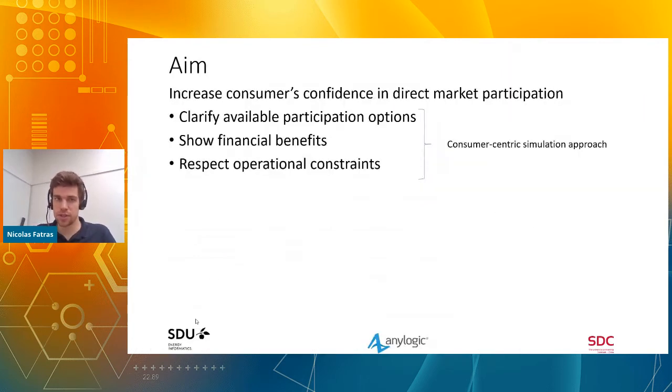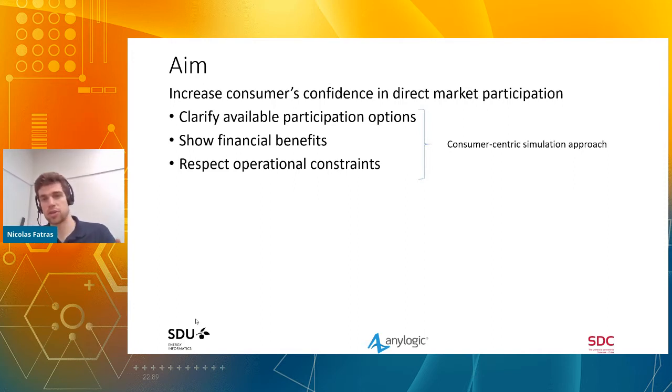So this is essentially the aim of this whole simulation, to increase consumers' confidence in direct electricity market participation. And to do that, you need to address 3 points. You need to first show what options they have in the electricity market. You need to show the financial benefits of participating in the market or not. And then you need to make sure, of course, that the operational constraints are satisfied, like that the cooling temperature is satisfactory, that the meat doesn't go bad, etc.